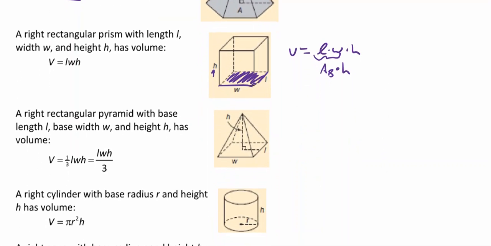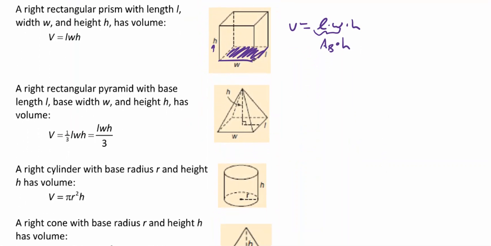I talked about that already. And then again, the volume for a right rectangular pyramid, just like from above, is 1/3 length times width times height, or 1/3 area of the base times height. It'd be the same thing, right? Or you might see it written this way too: length times width times height divided by 3. That's the same thing as multiplying by a third.